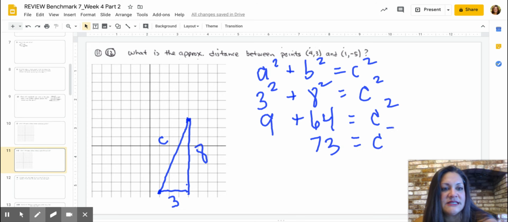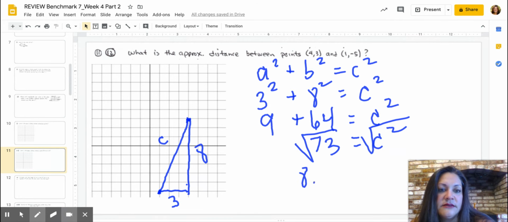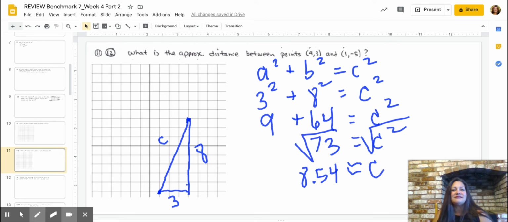Equals c squared. Find the square root of each side. Square root of 73, 8.54. It's the approximate length. And it's approximate because that decimal just keeps going. So that's why we put that.